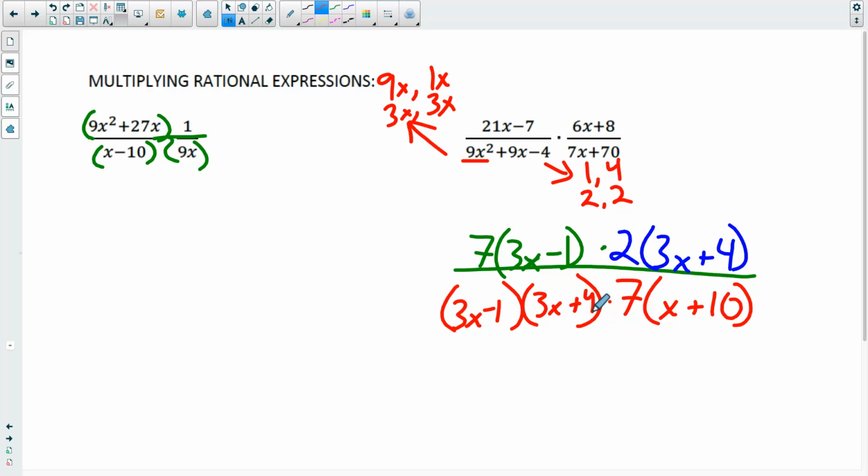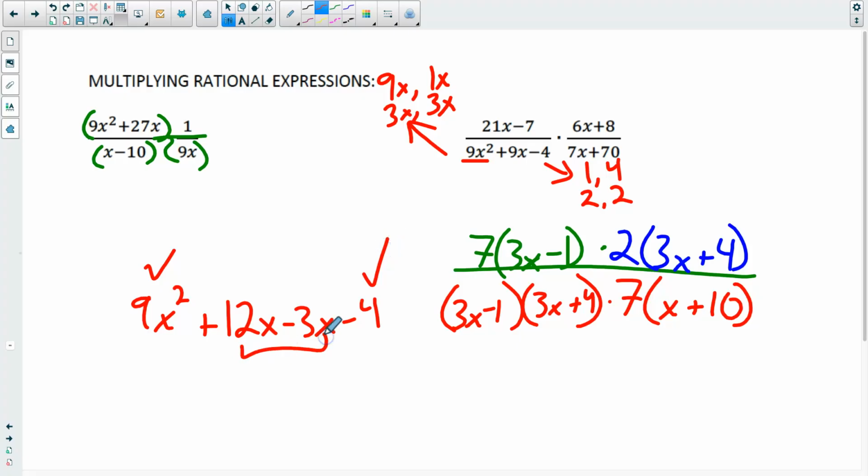Off to the side here is where I'm going to do this. I multiply the first two pieces together, and I get 9x squared. So I'm just distributing out. Go to the next one, 12x minus 3x minus 4. Check, check. Combine those together, 9x. Check.